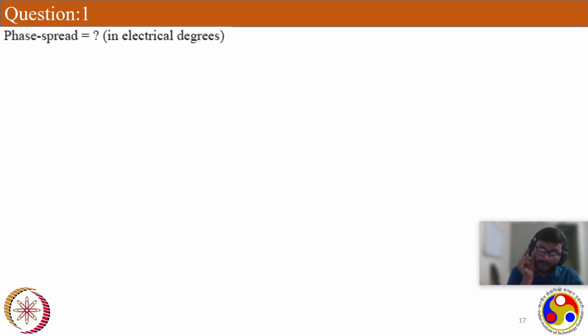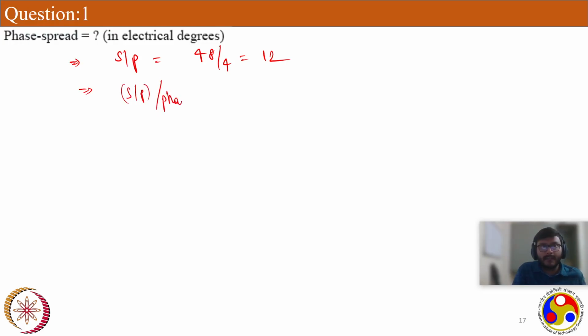That will give you some number of slots. So then you will get phase spread in terms of degrees. Now, slots per pole. How much is slots per pole? 48 per pole. This is 12. And now, in this, how many slots each phase is taking? Slots per pole per phase, 12 by 3, it's 4. Now 4 is the number of slots my phase is spreading.